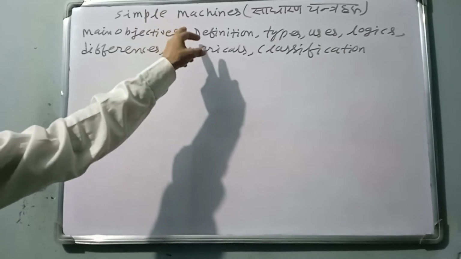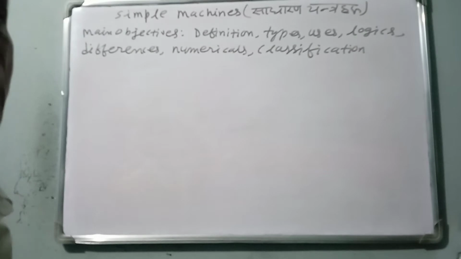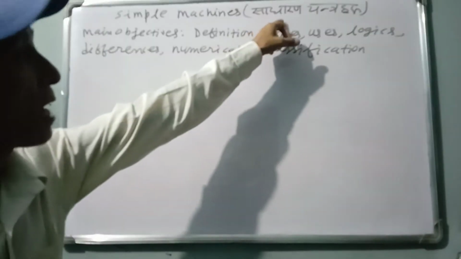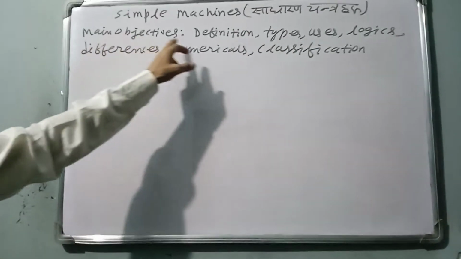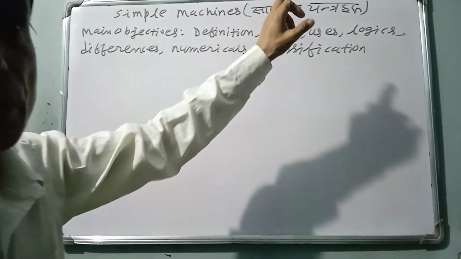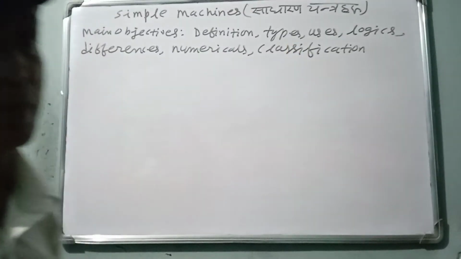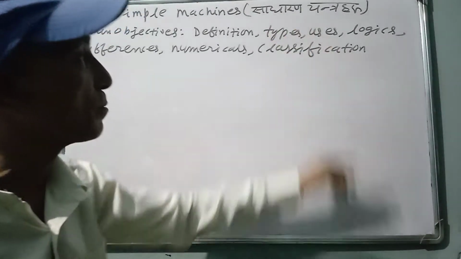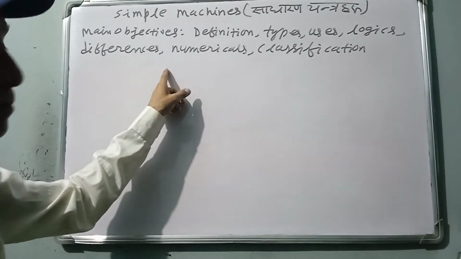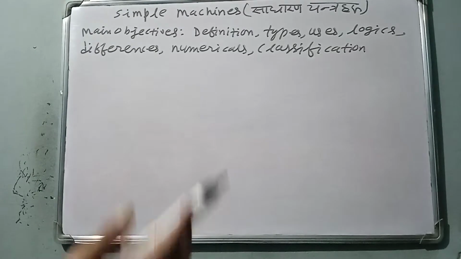Subject Science, Unit 3, Simple Machines. This lesson is important for classes 6, 7, 8, 9 all. Simple machines, साधारण यंत्र. Main objectives are as follows. Definition of simple machines and definition of complex machine. Types, 6 types. Uses of simple machines. Logics, scientific reasons. Differences, numerical classification, explanation.